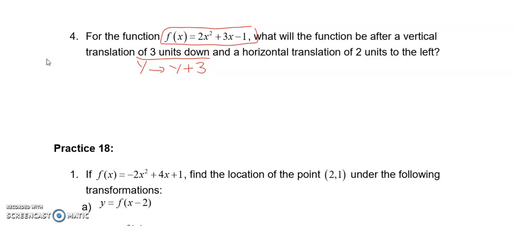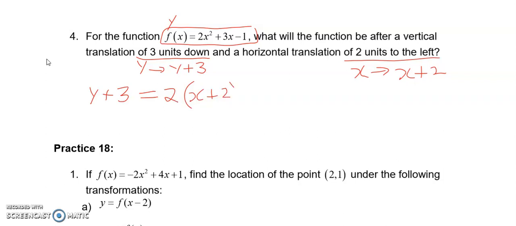But then there's a horizontal translation, so you're adding or subtracting something to the x, 2 units to the left. So that means that wherever you see an x, you're going to replace the x with x plus 2, the opposite sign to what you might expect. So that's what we do to our equation. Take your function, and you can change that f of x into a y for now if you like. That's okay. And so what you're going to have is y plus 3 is equal to, there you go. See, I replaced the y with y plus 3. And then everywhere I see an x on the right-hand side, I replace the x with x plus 2.